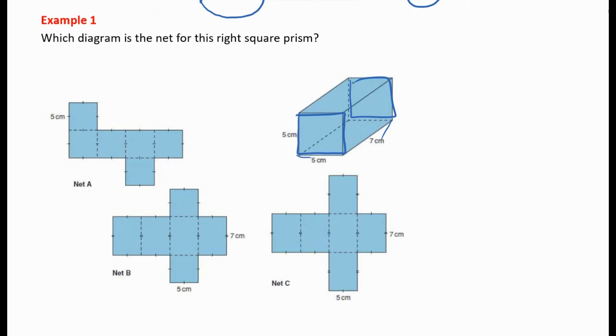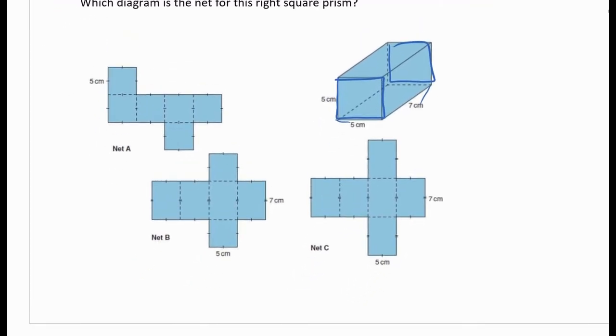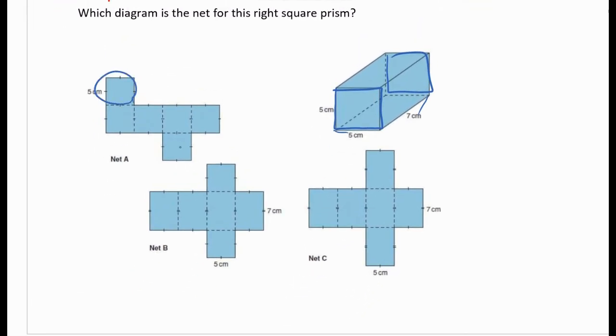Which one has a square bottom and top? Net A has a square bottom and top, and net B has a square bottom and top, but net C does not have a square bottom and top, right? So this is not square. So the nets with a square bottom and top are net A and net B.